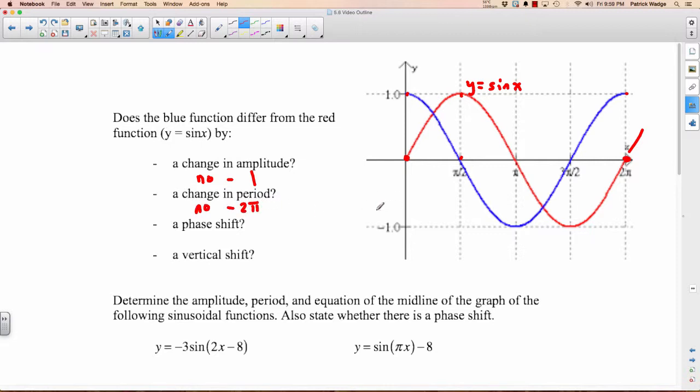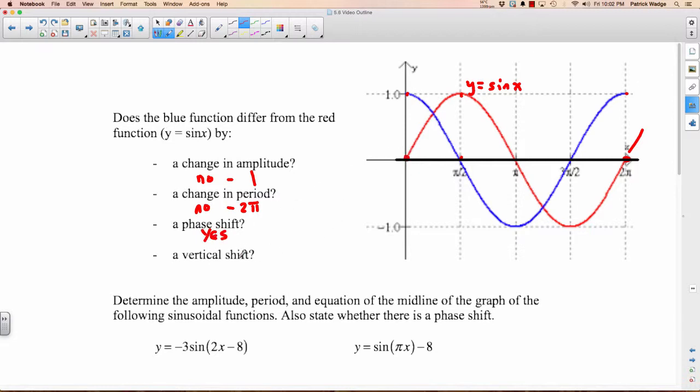How about a phase shift? Is there a phase shift in this blue one? Remember what you can do to figure that out. You figure out where the midline is, and the midline of both of them is right here. The y-intercept should touch the midline, just like the red one, and it should move up as you move to the right. So this one, definitely no phase shift. This one, the y-intercept does not touch the midline. That means there has been a phase shift. So yes, there's been a phase shift.